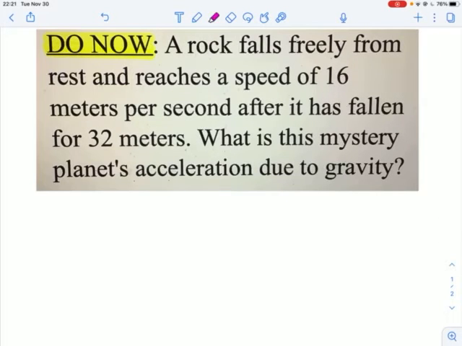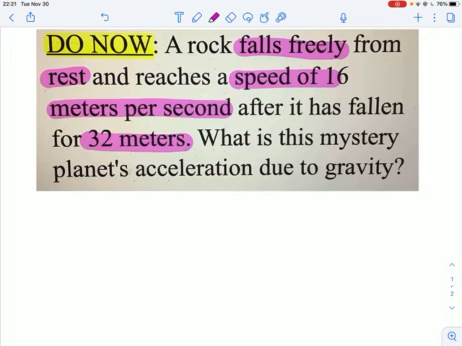All right, so the next one says a rock falls freely from rest and reaches a speed of 16 meters per second after it has fallen for 32 meters. What is this mystery planet's acceleration due to gravity? So there's a lot of information here, so we're going to annotate the word problem to pick out some important key things, okay? So a rock falls freely from rest. It reaches a speed of 16 meters per second after it has fallen for 32 meters. What is this mystery planet's acceleration due to gravity?